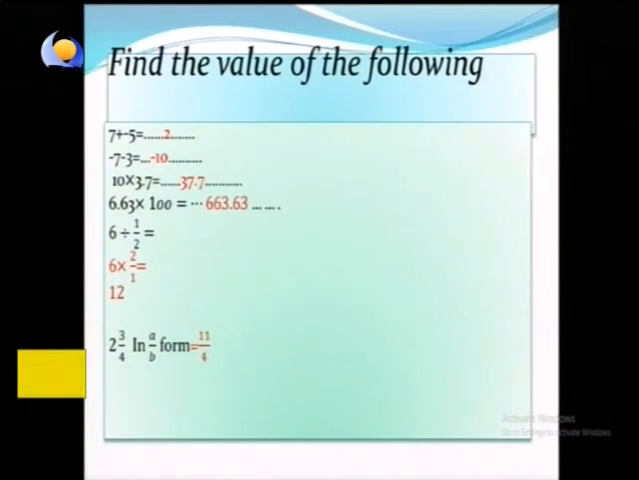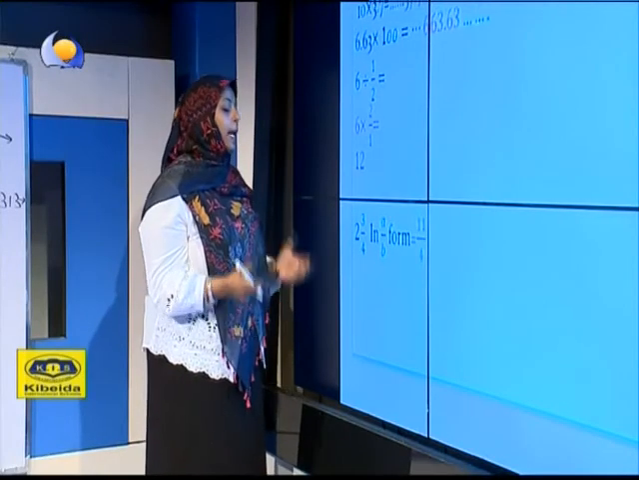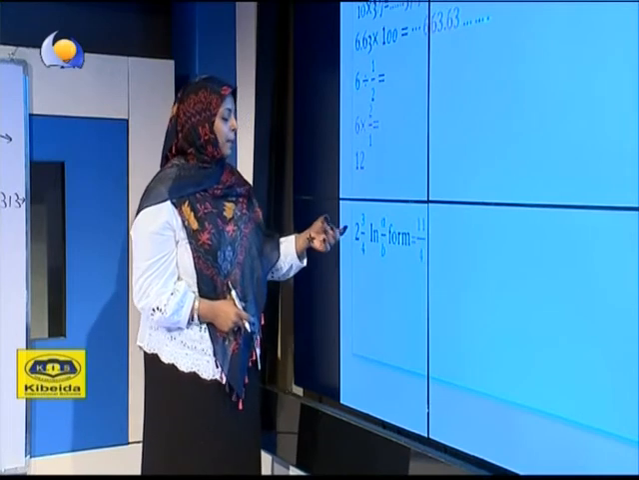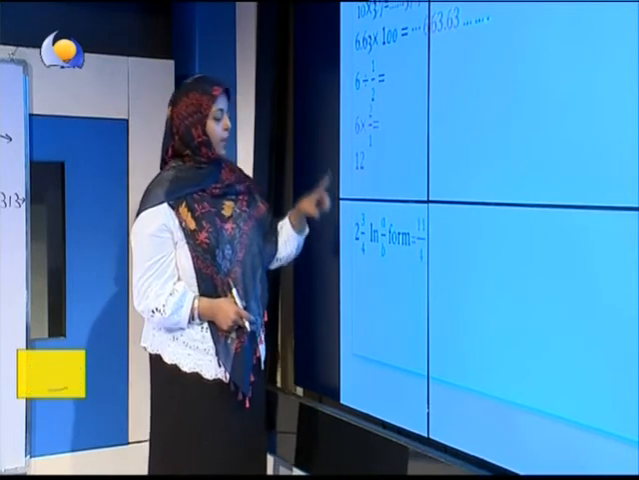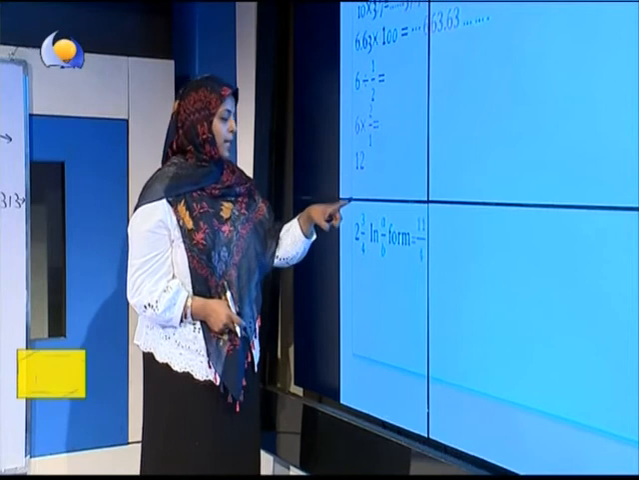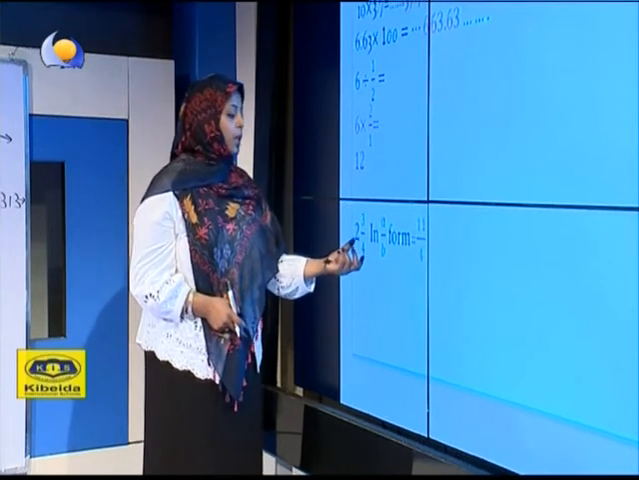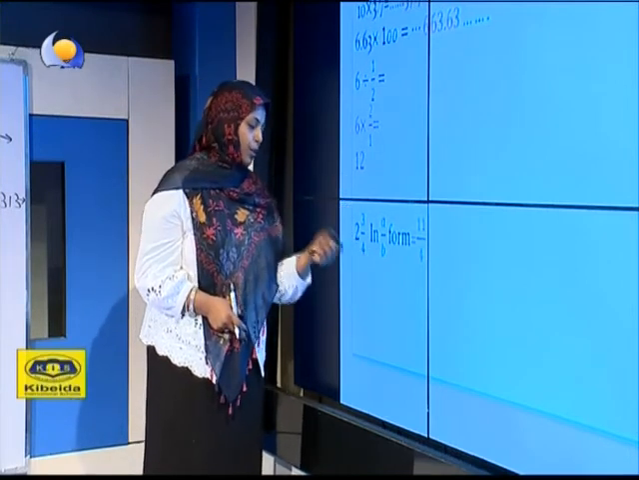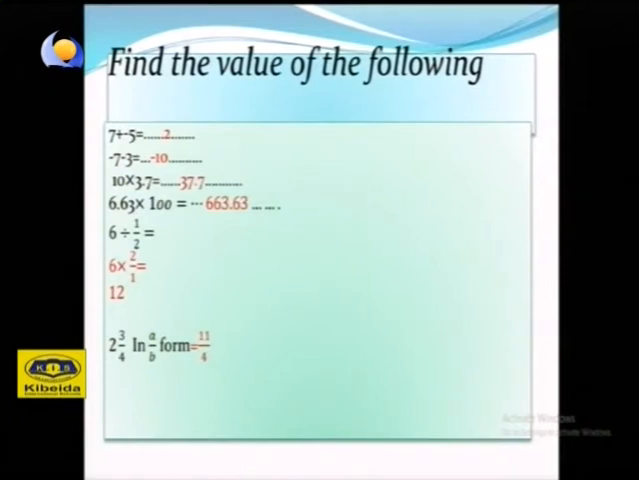2 3/4 in A/B form. I have a mixed number and I want to write it in A/B form. That means I need to change it into an improper fraction by multiplying the whole number times the denominator plus the numerator, over the same denominator. So 2 times 4, 8, plus 3, 11. So it's 11/4.